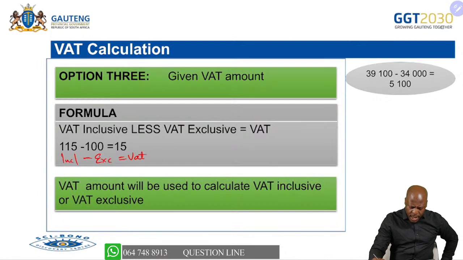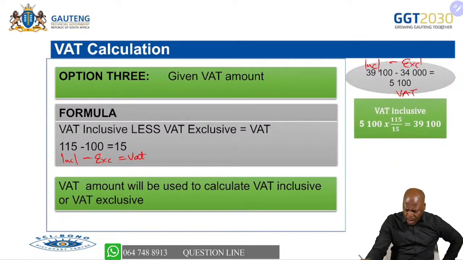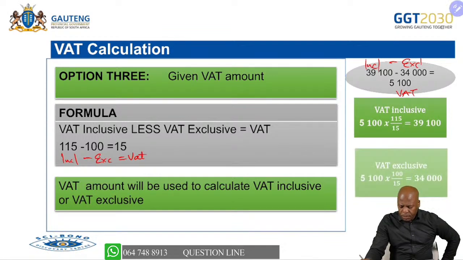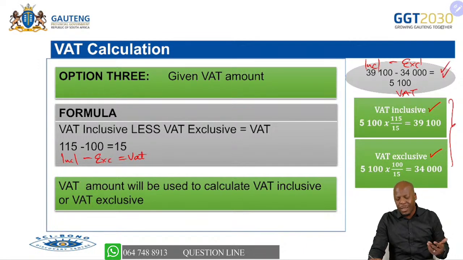So here you can see, if you go back to the figures that I was using earlier on, if you take your VAT inclusive, and you subtract your exclusive, you will then get your VAT straight on, and your VAT becomes 5,100. Now, these are the 2 methods that I used earlier on, when you're given the inclusive and when you're given the exclusive. And this is the simplest one, where you have both the inclusive and the exclusive. All you have to do is to subtract.